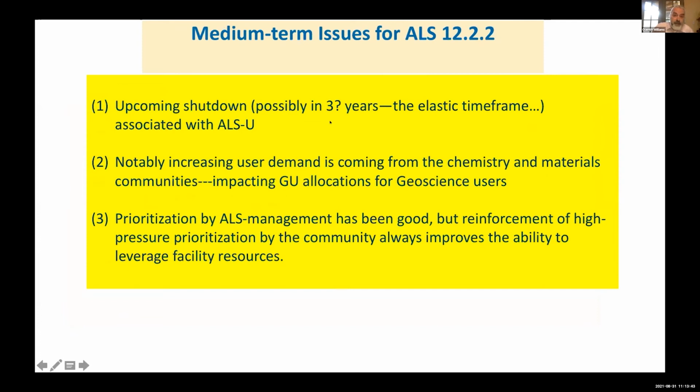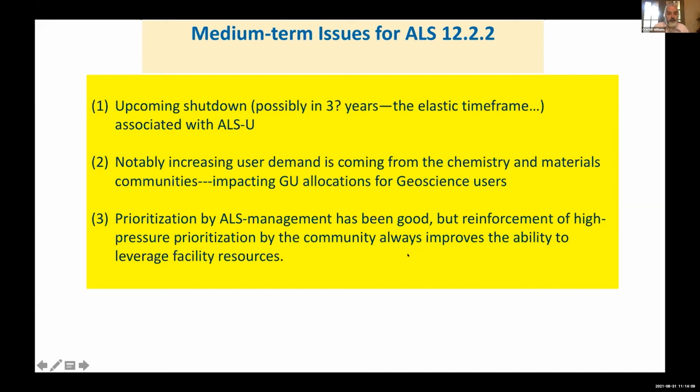Medium-term issues: we have an upcoming shutdown, of course, and that's endemic, but that's both a pro and a con because it's probably in 3 years, depending on the APS timing, but it will upgrade our facilities. One of our threats is that we have a lot of greater user demand coming from the chemistry, materials, and physics community, and that has over the last 3 years impacted our GU allocations for geoscience users.